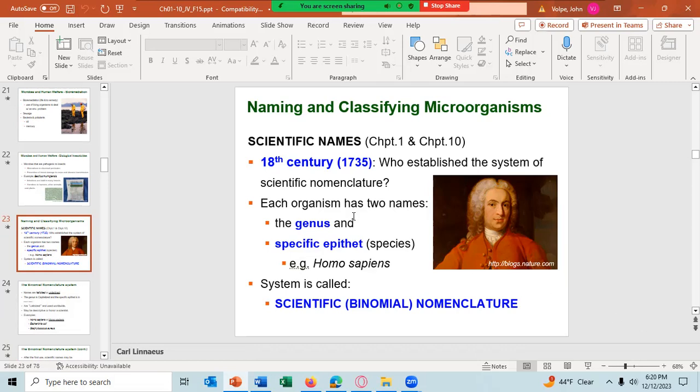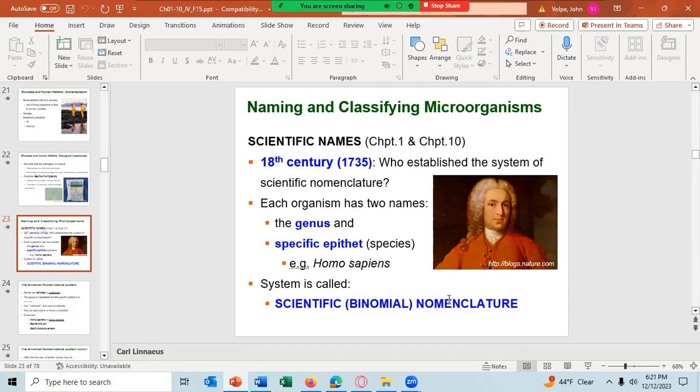You should know about the naming and classifying of microorganisms started by Carolus Linnaeus, which I think your textbook calls Carl Linnaeus. His real name, I think, was Carl Linnaeus, and he liked Latin so well he changed his name to Carolus Linnaeus. He started the classification of all organisms.